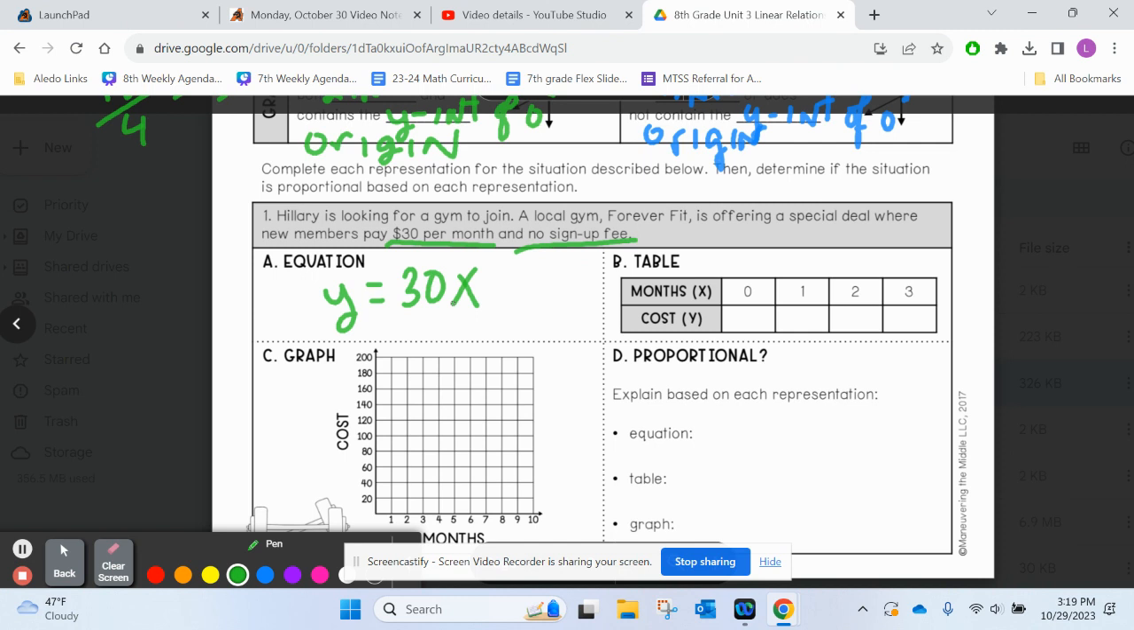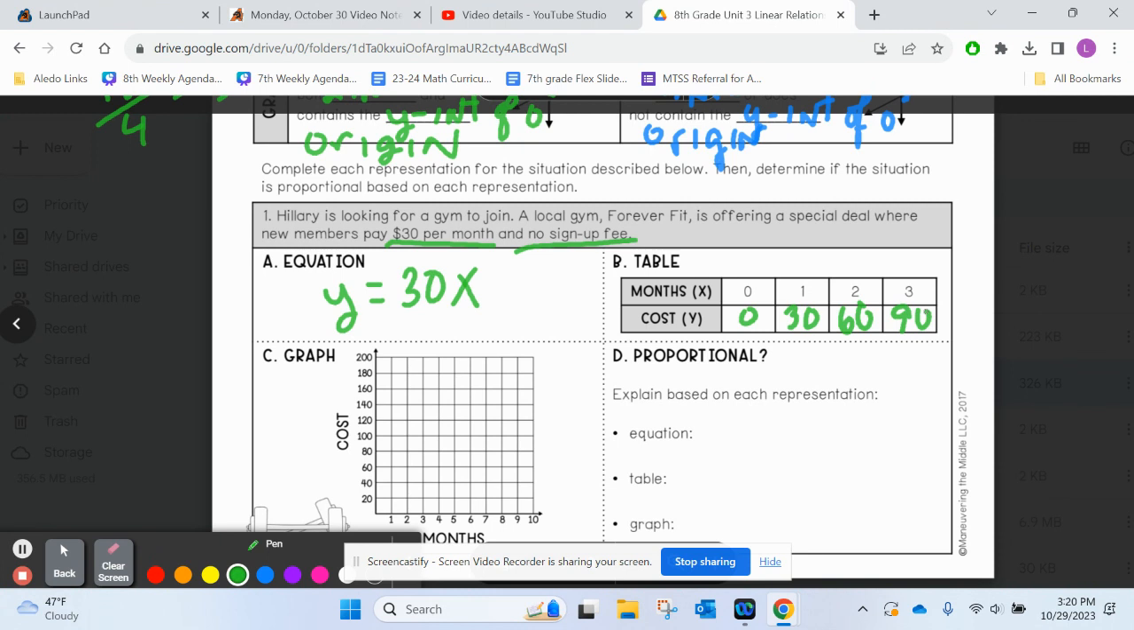Okay, so if Hillary went to the gym, now let's fill in the table. If Hillary went to the gym for 0 months, she would pay $0. If she went for 1 month, 1 times 30 is 30, so she would pay $30. If she went for 2 months, she would pay 60. 3 months, she would pay 90, and so on.